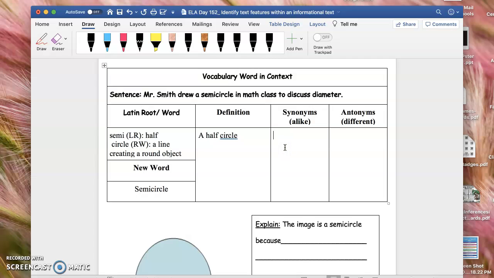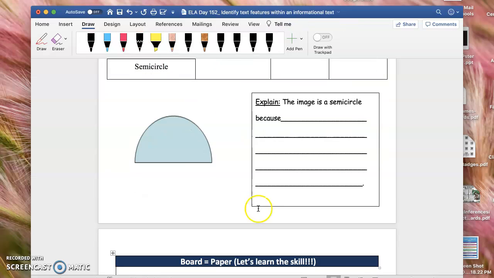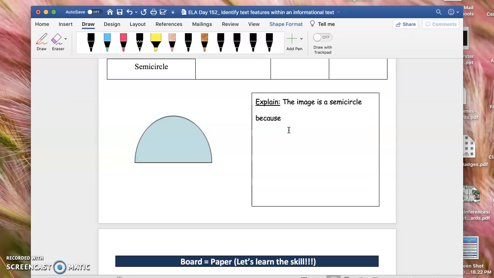So when we think about synonyms, a synonym for semicircle would be half, right? And then an antonym, of course, would be whole or an actual circle, right? Okay, good. Now, let's go ahead and move on to the picture. How do you know that it shows a semicircle? Obviously, I know that it's a semicircle because it is half of a circle. Very easy. Okay? Good. That was easy.